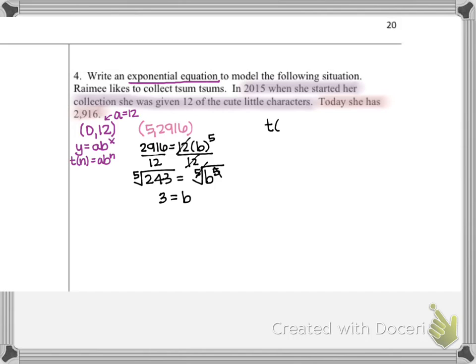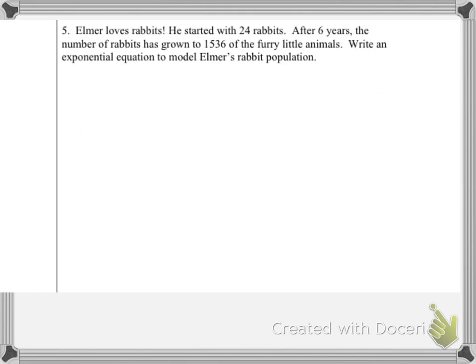So t of n is equal to ab to the n. Okay, so t of n is equal to, a was actually given to us, so that's 12. The b we found, which was 3, and then to the n power. Keep in mind you can write this as 12 and then use the dot for multiplication if you would like. Either's fine. Okay, let's move on to the next question.